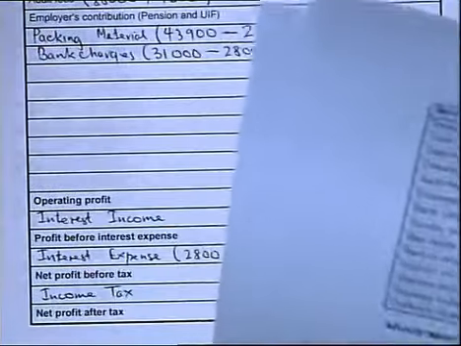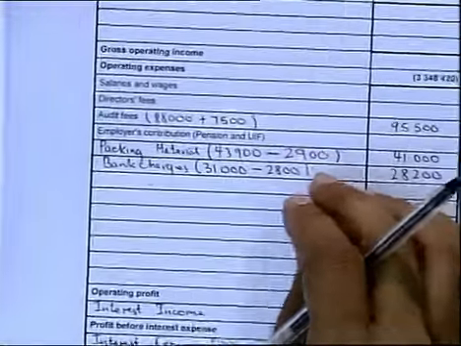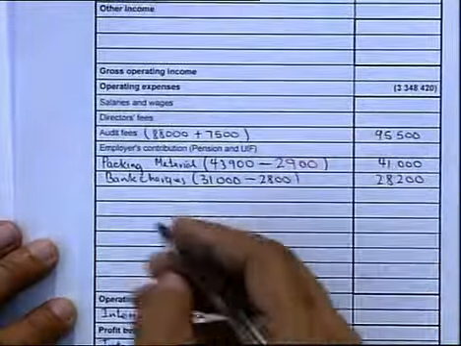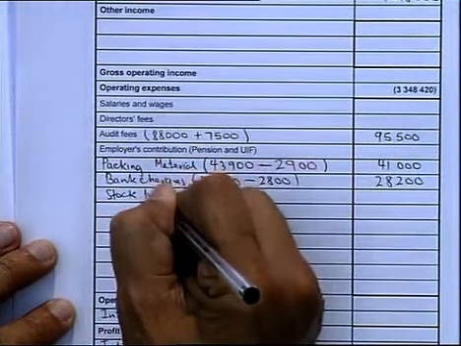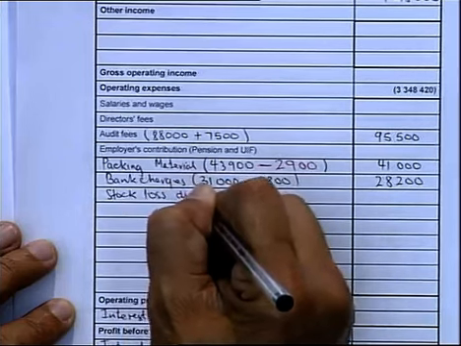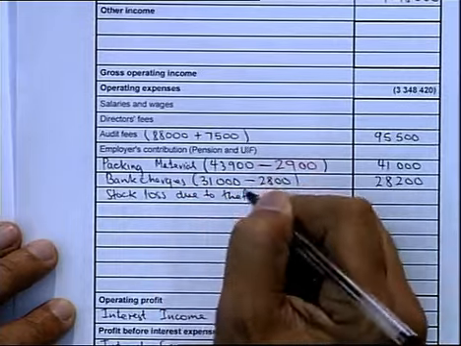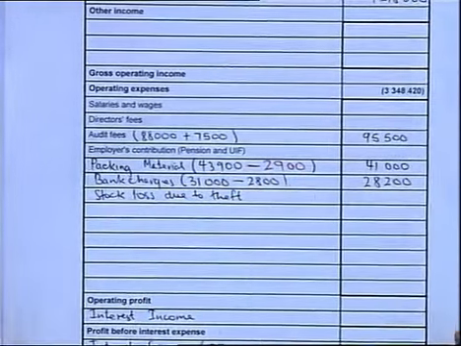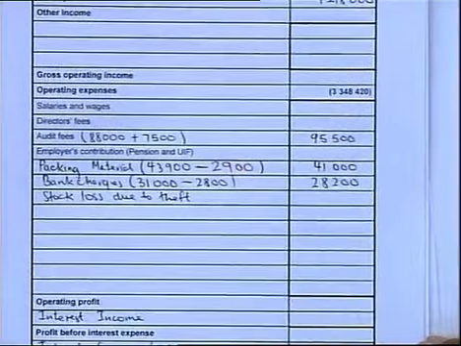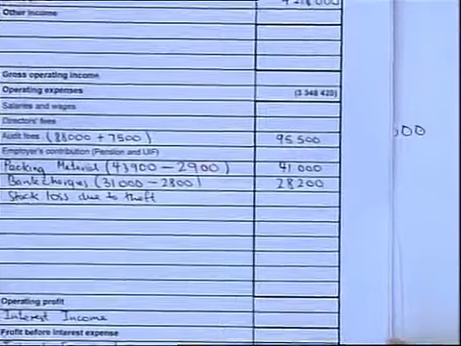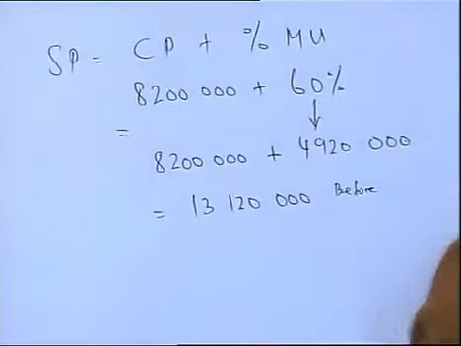So if we look at the items in the income statement, we'll have a new item called stock loss due to theft, or sometimes there might be the item stock loss due to fire. But they don't give the calculation, they don't give the amount of stock, so that is what we have to do. So we have to calculate how much stock was stolen.